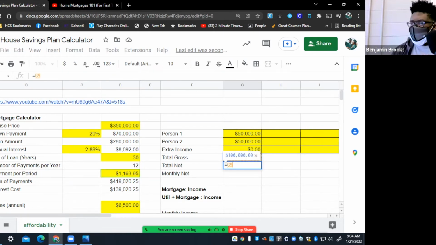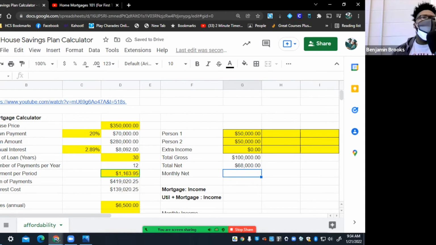We're going to take your gross income and multiply it by 0.68. So this is how much you actually take home, right? This is your take home pay. You make 100,000, you only take home 68. Yeah, we hate taxes, don't we? But they're necessary. They're important.